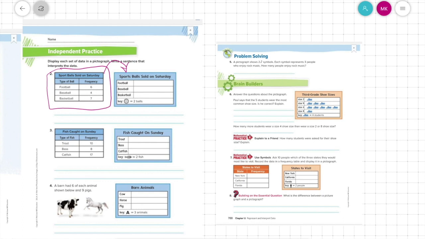Answer the questions about the pictograph. Paul says that 5 students wear the most common size shoe. Is he correct? Explain. How many more students wear size 4 shoe than wear a size 2 or 8 shoe?